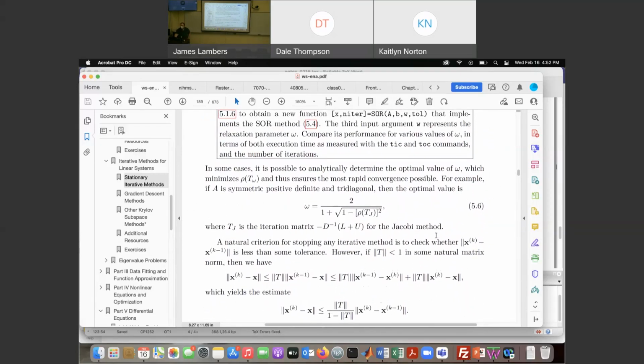One thing also mentioned here: if the matrix A is symmetric, positive definite, and tridiagonal, the optimal omega is known. It can be proven that this maximizes the speed of convergence, in terms of the spectral radius, for SOR compared to the Jacobi method applied to the same matrix.